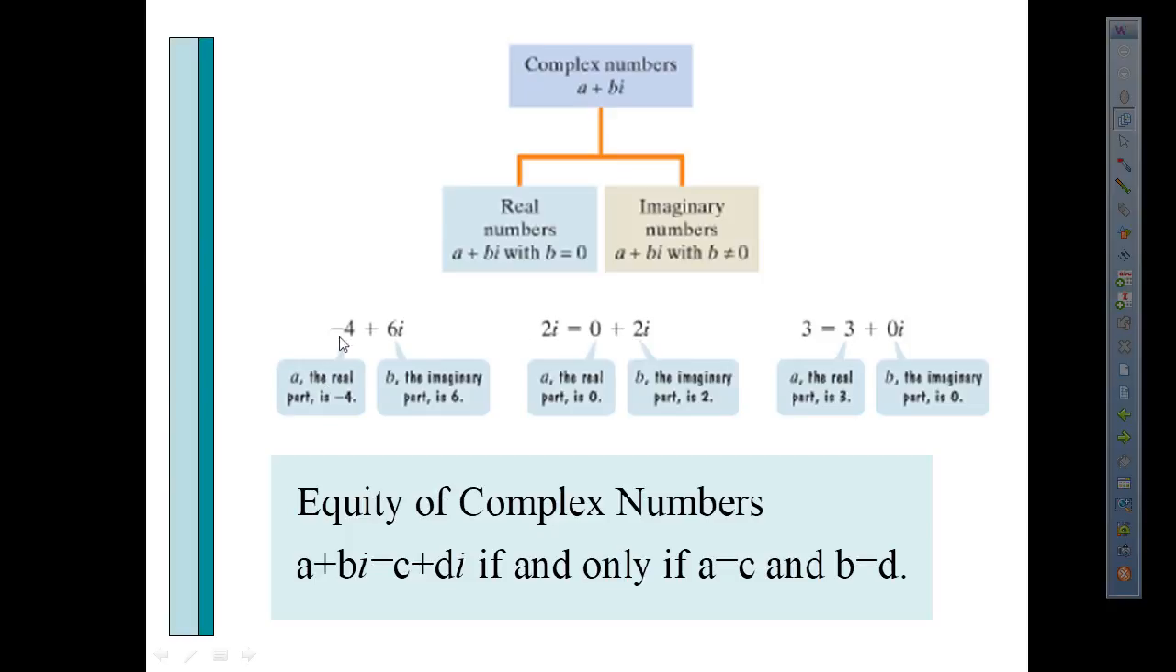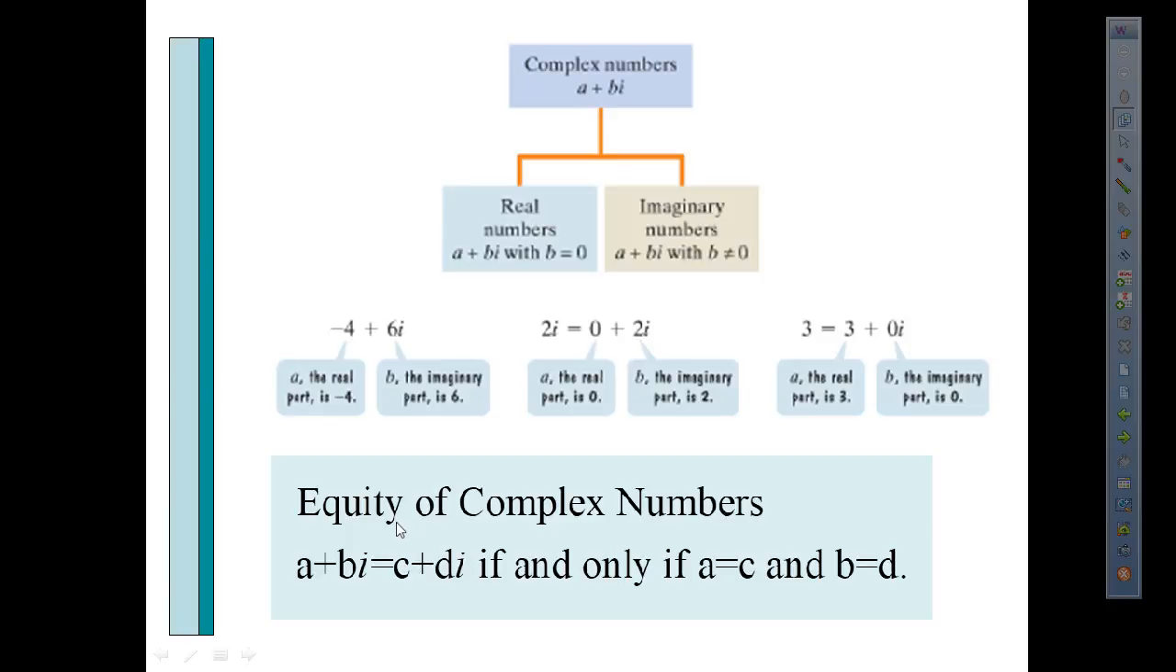So here we have -4 plus 6i. a, the real part, is -4. The imaginary part is 6, or 6i. Here, if we have 2i, the real part is 0, so 2i is a pure imaginary, and b, the imaginary part, is 2, or 2i. Now if we have 3, that's 3 plus 0i, so the imaginary part is 0, therefore this is just a real number. It's not complex and it's not imaginary. So the real part is 3.